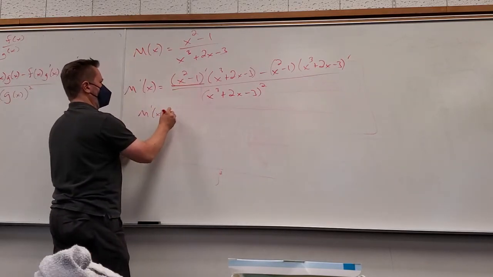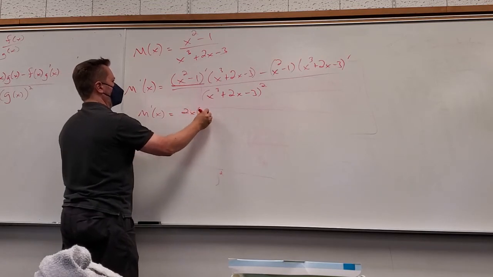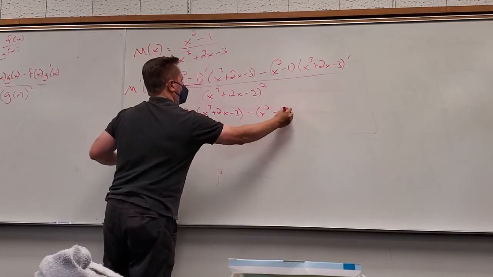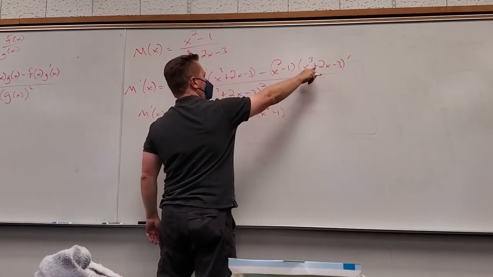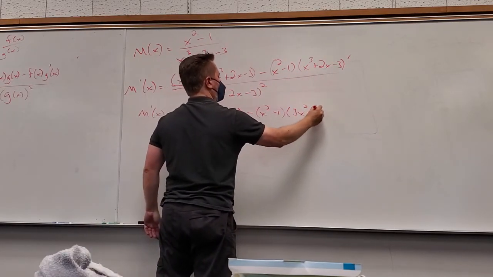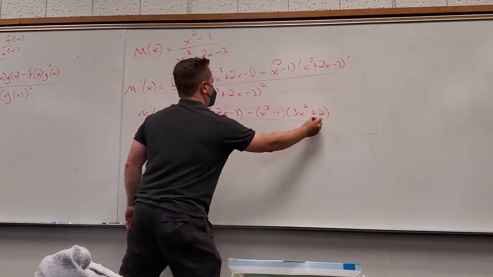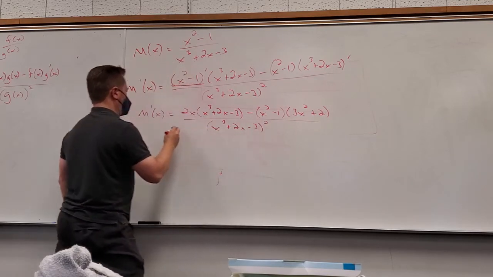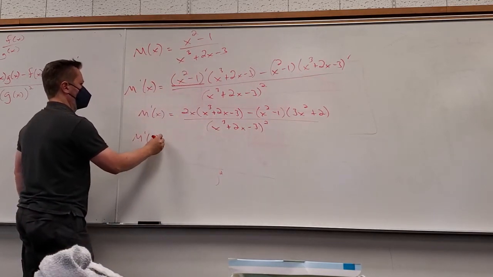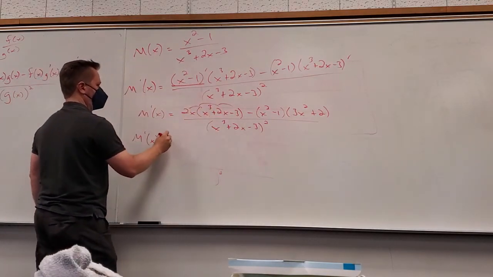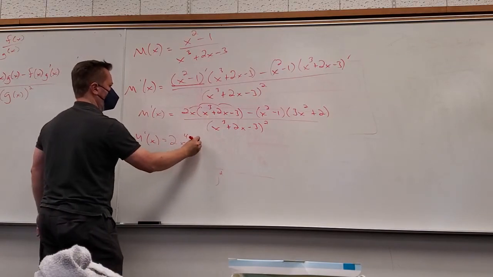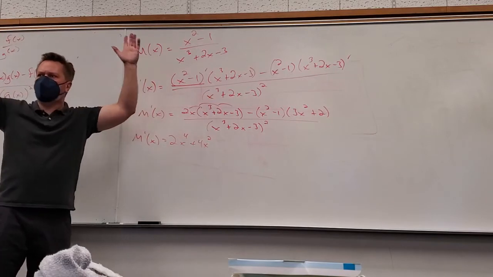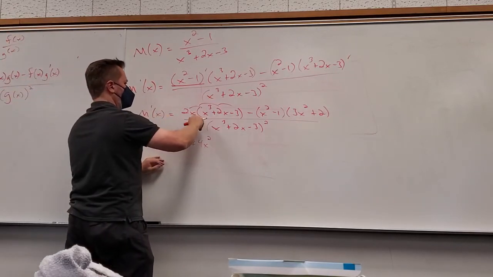What's the derivative of x squared minus 1? 2x. What's the derivative of 3x squared plus 2? Right? Is this cool? This is all boring stuff. Because now I've got to get the like terms together on the top, right? Okay. Where am I at?